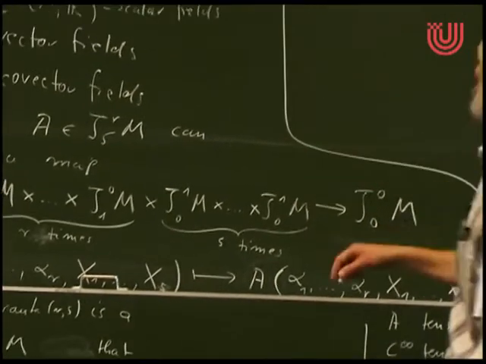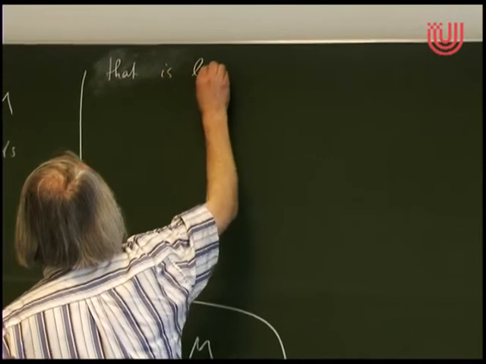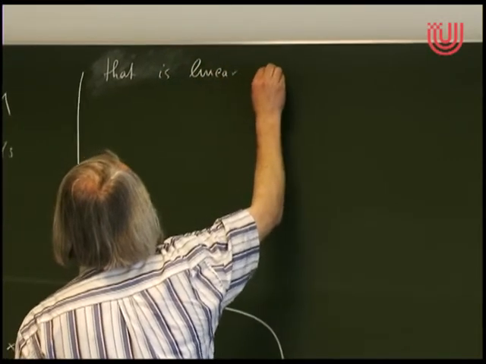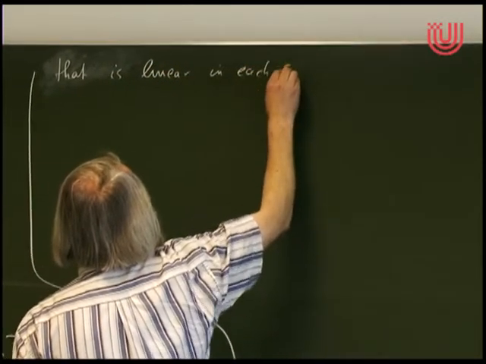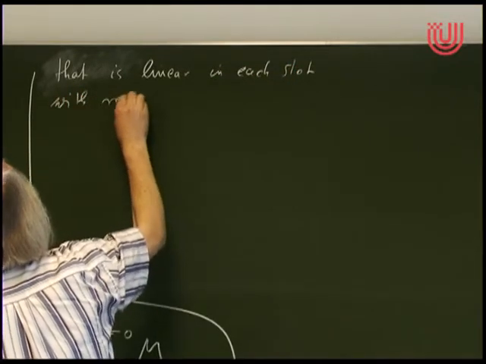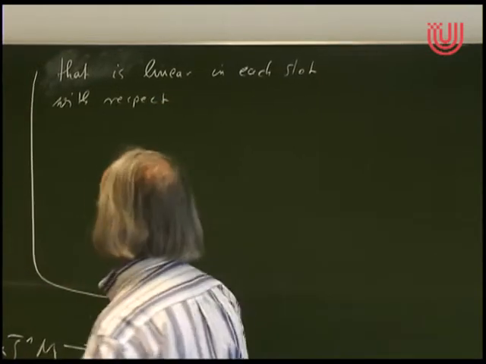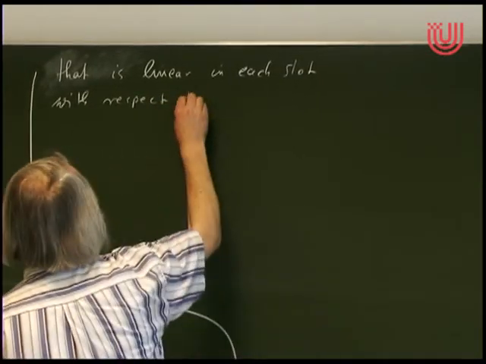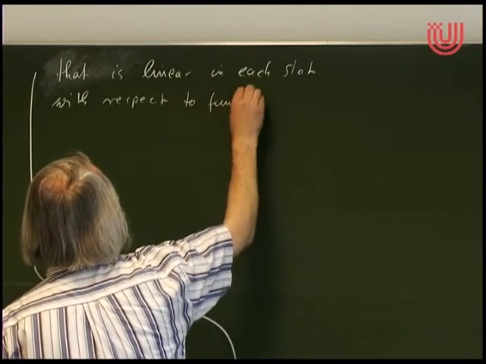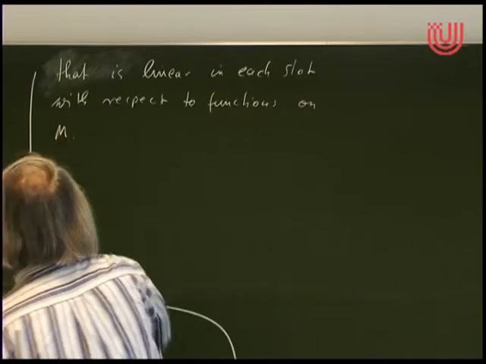So it can be viewed as a map that is linear in each slot with respect to functions. If I form linear combinations where the coefficients depend on the foot point, with respect to functions on M.